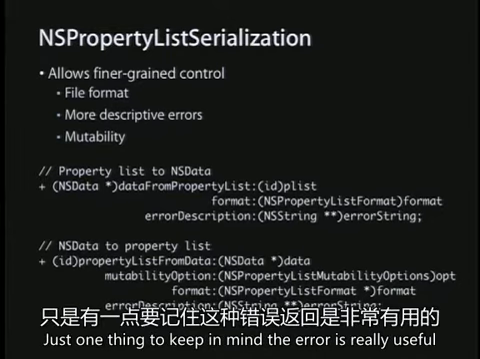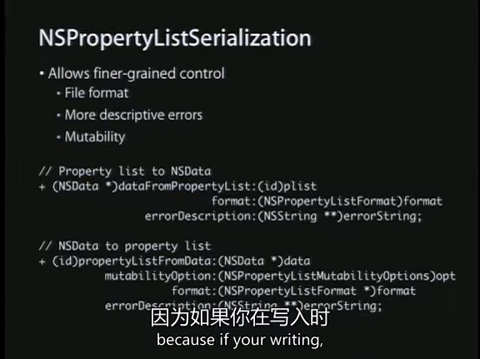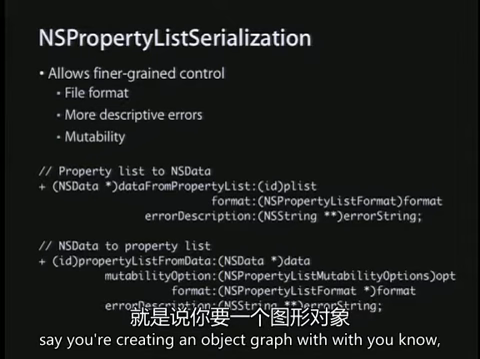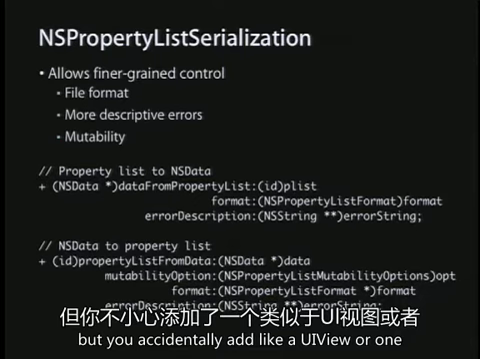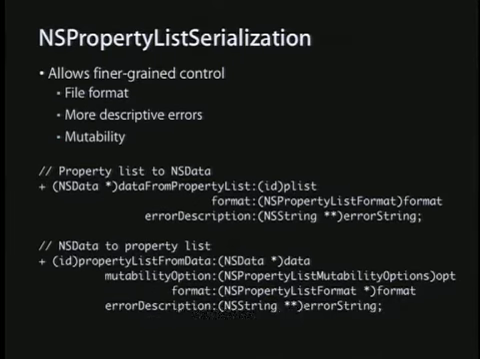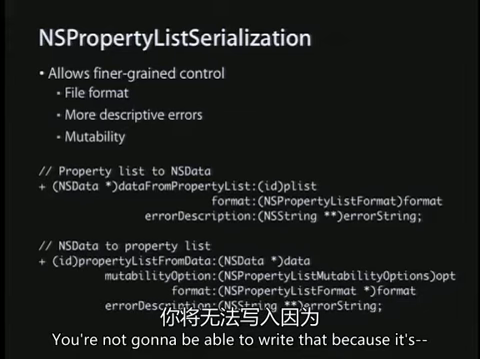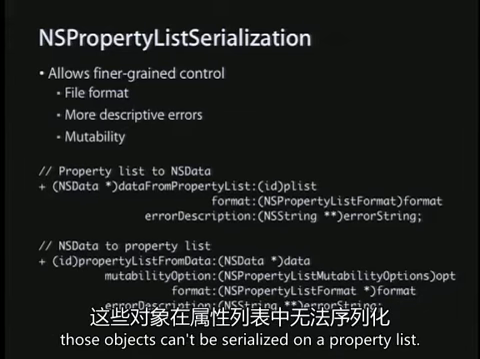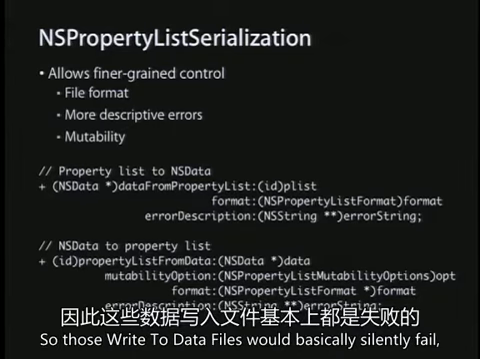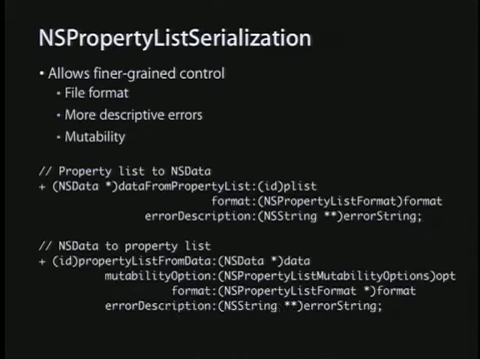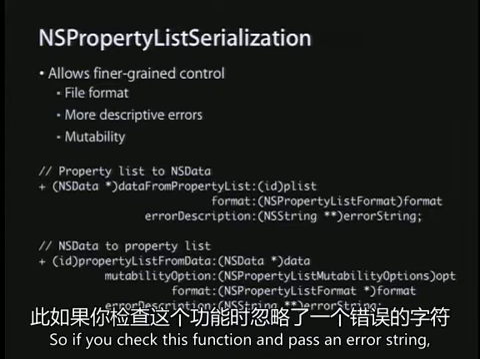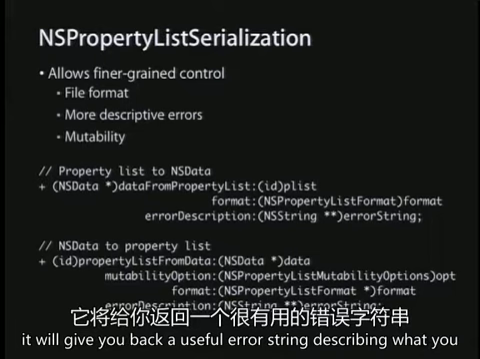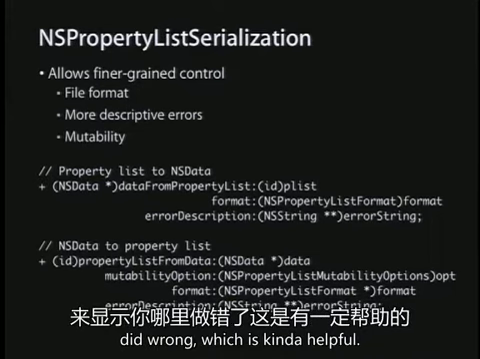So one thing to keep in mind, the error is really useful because say you create an object graph with a few datas and some dictionaries and strings, but you accidentally add a UIView or one of your own custom objects. You're not going to be able to write that because those objects can't be serialized in a property list. So those write-to-data files would basically silently fail or return null. And when you went to initialize it, there would be, of course, no file there. So if you check this function and pass an error string, it will give you back a useful error string describing what you did wrong, which is kind of helpful.